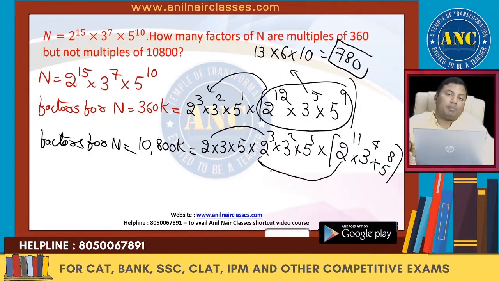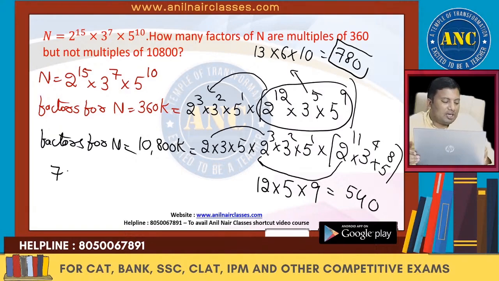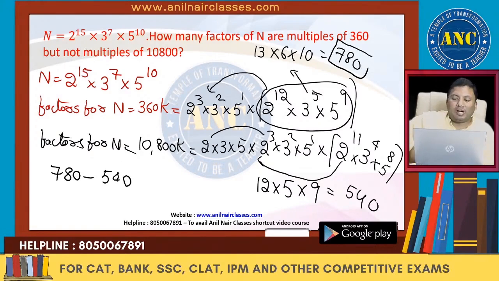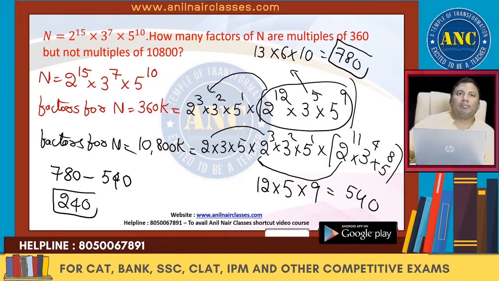These are getting multiplied by 10,800. How many factors are there for this number? 2 power 11 means 0 to 11, 12 choices; 0 to 4, 5 choices; 0 to 8, 9 choices. So these are nothing but 60 into 9, 540. From these 780, if I subtract the factors which are common, I will get the factors which are multiples of 360 but not multiples of 10,800. 780 minus 540. The answer is nothing but 240.